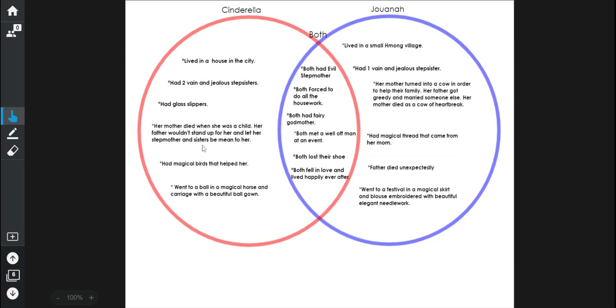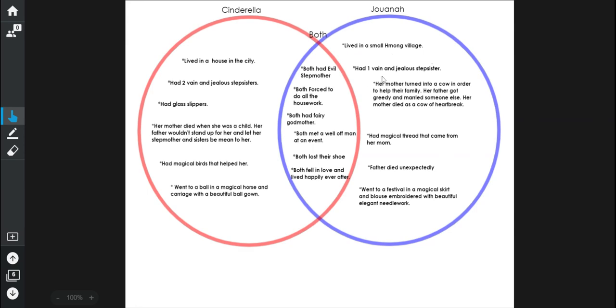So in the regular Cinderella, she lived in a house in the city. She had two vain and jealous stepsisters. She had glass slippers. Her mother died when she was a child, and her father would not stand up and let her stepmother and sisters, and he would let her stepmother and sisters be mean to her. She had magical birds that helped her, and she went to a ball in a magical horse and carriage with a beautiful ball gown.